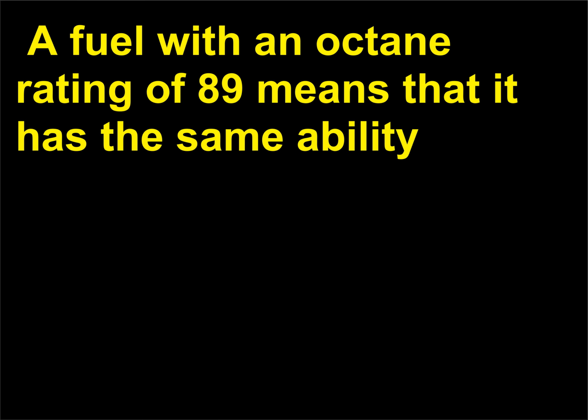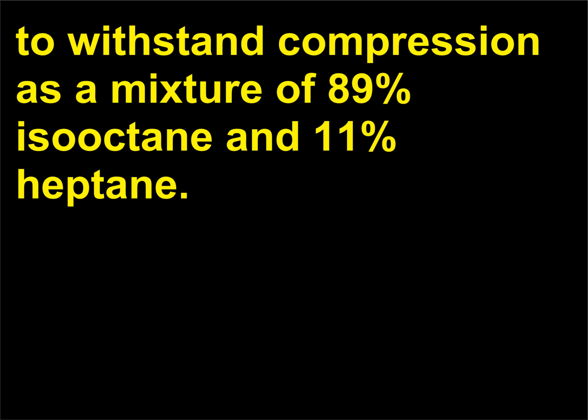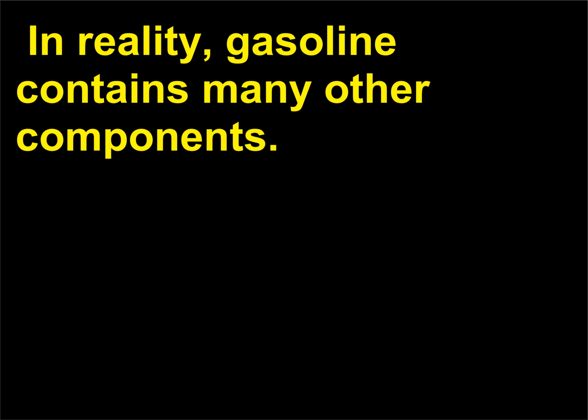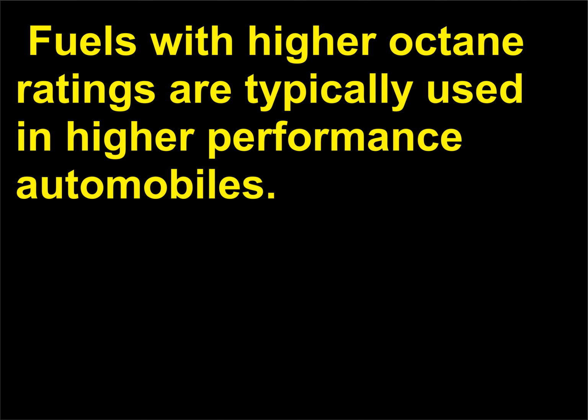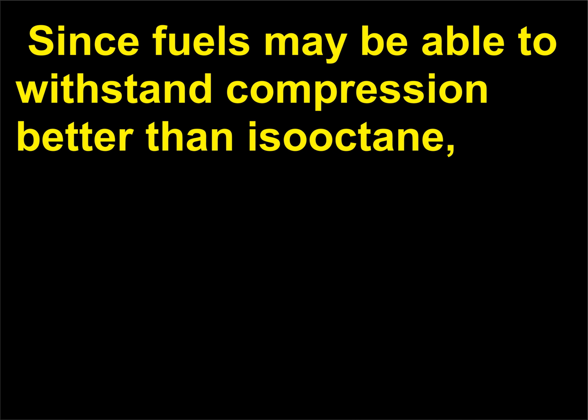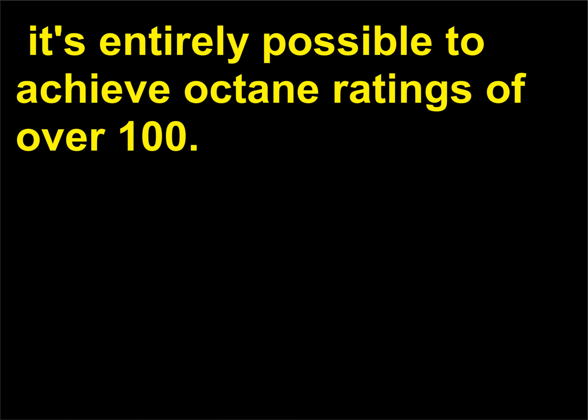A fuel with an octane rating of 89 means that it has the same ability to withstand compression as a mixture of 89% isooctane and 11% heptane. In reality, gasoline contains many other components. Fuels with higher octane ratings are typically used in higher performance automobiles. Since fuels may be able to withstand compression better than isooctane, it's entirely possible to achieve octane ratings of over 100.